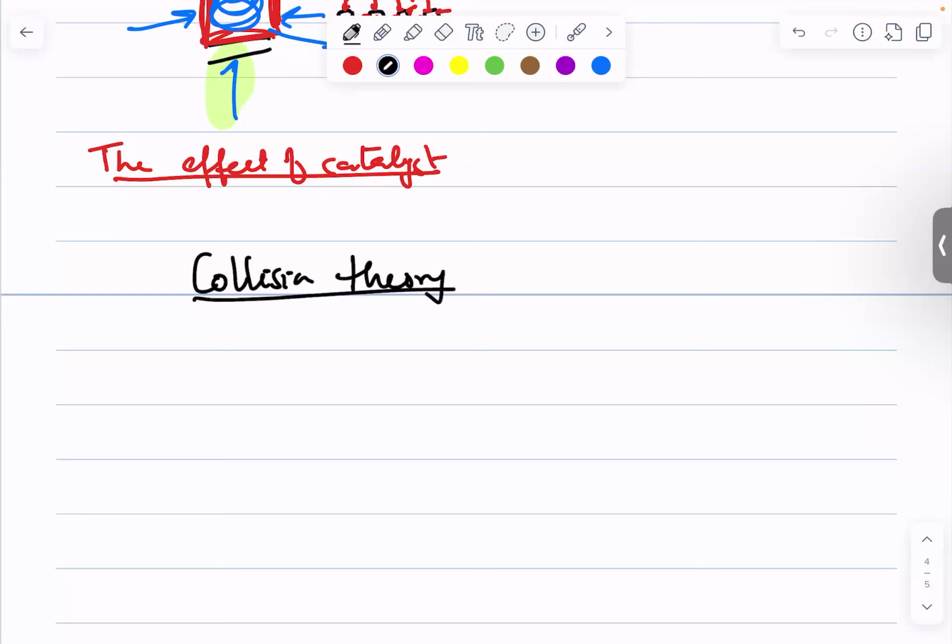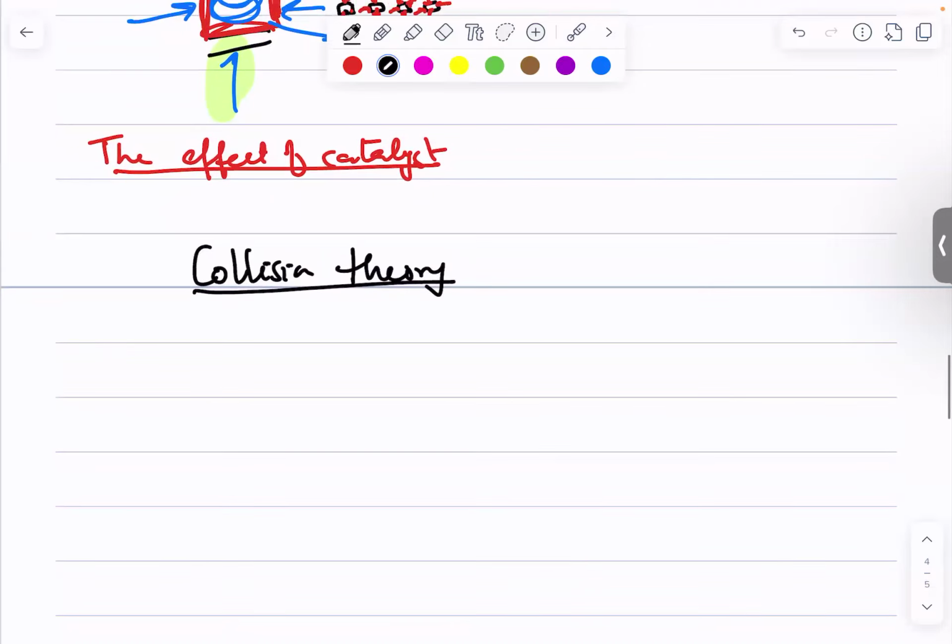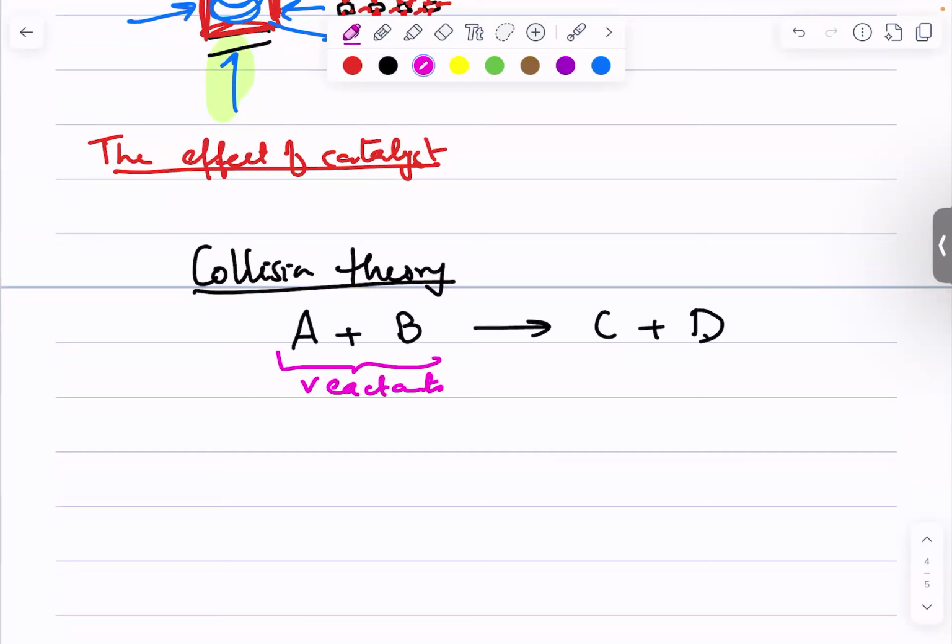Collision theory. There are three important points when we talk about a collision theory. Let's suppose we have two reactants, A and B, and they form products. By the way, Anika, I'm not asking frequent questions from you because I have to cover three topics. These are the reactants, and these are the products.